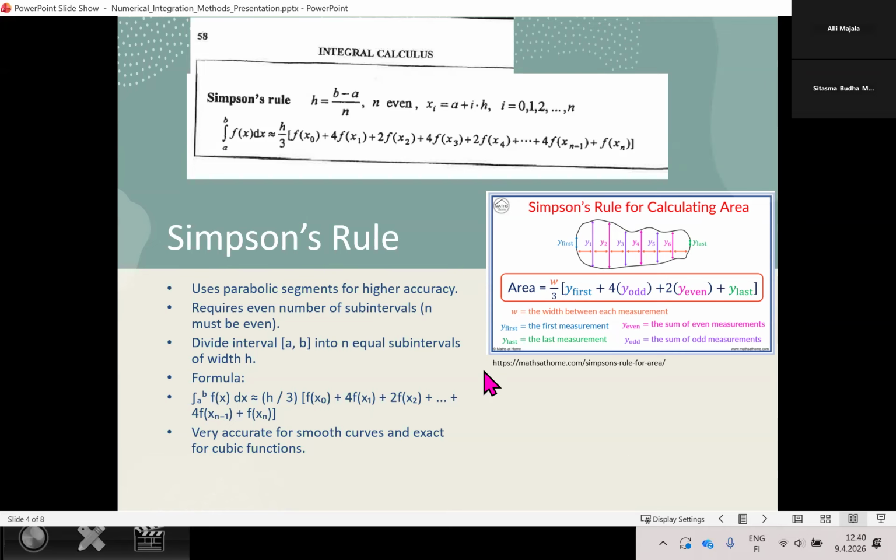And it requires an even number of subintervals. So you have to divide this section into an even number of intervals, but that should be quite easy to do. And then you just use the formula. It's very accurate for smooth curves and exact for cubic functions.